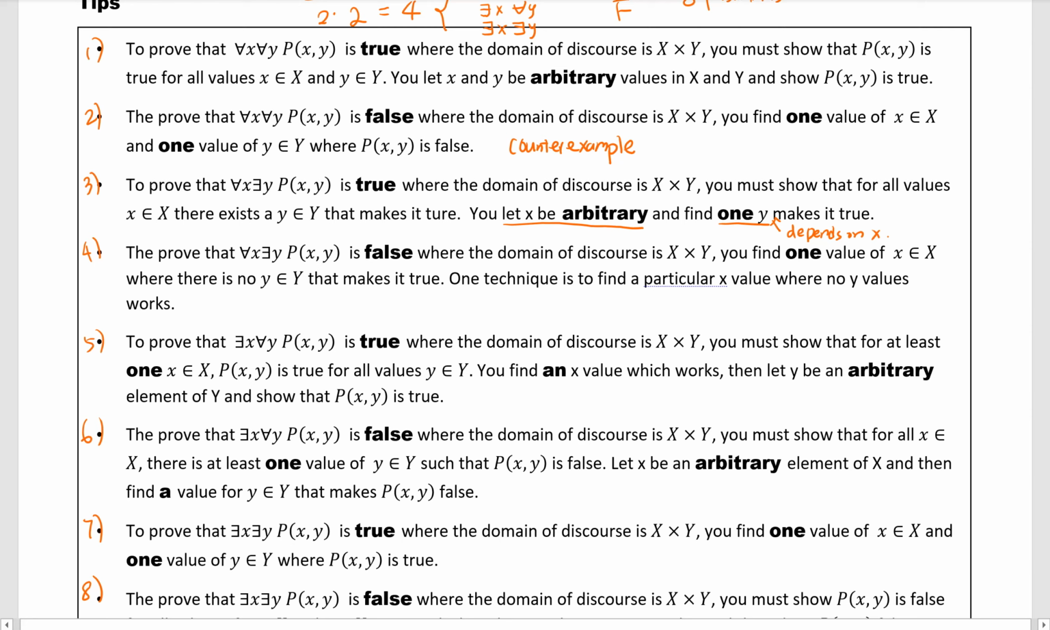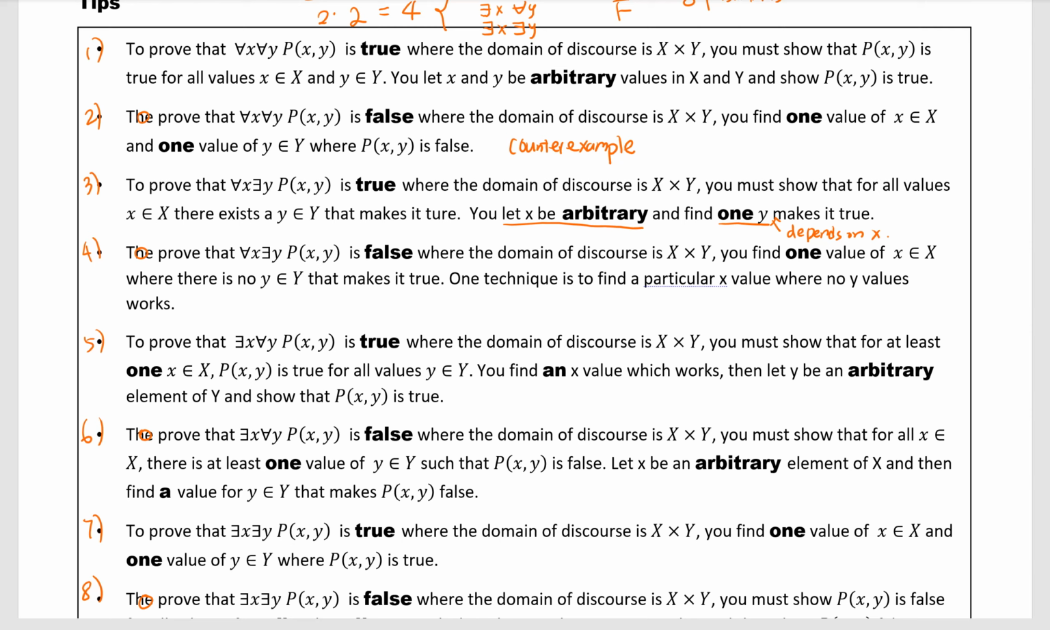Okay. So next, to prove, oh, I see some typo. I mean to prove. Okay, this is to prove that for all x, there is this y, such that p of xy is false.